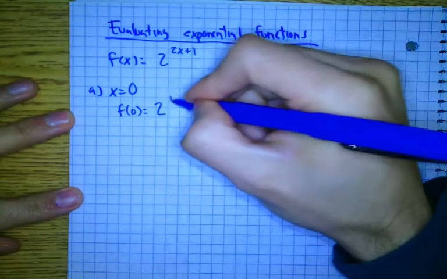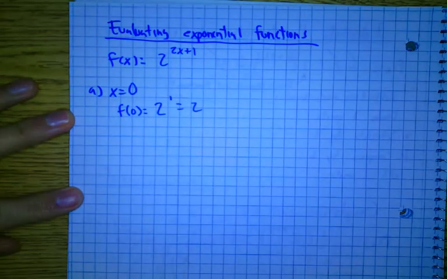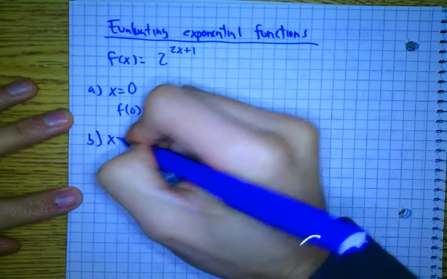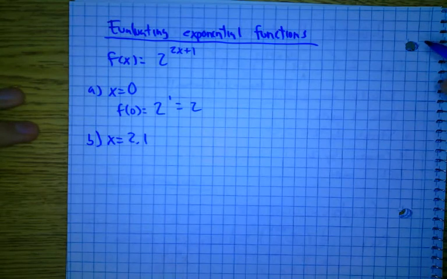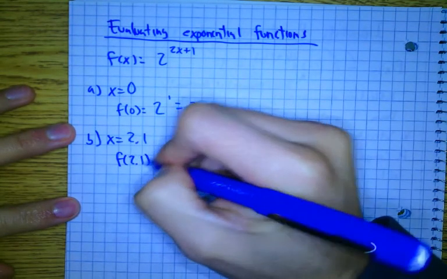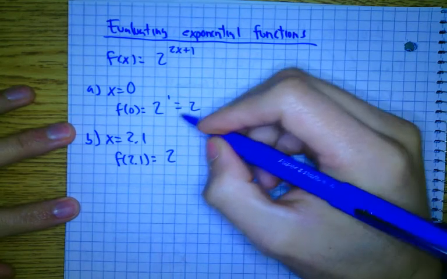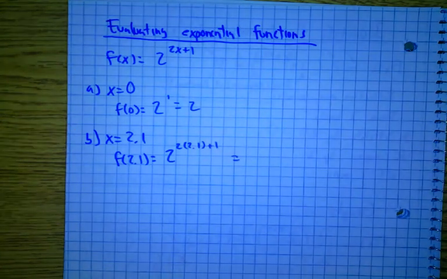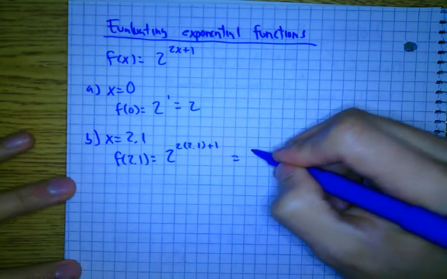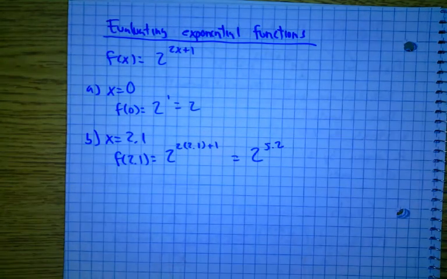But then this is where it gets tricky. What if I ask you to evaluate it at 2.1? Well, f of 2.1 is equal to 2 to the power of 2 times 2.1 plus 1, right? 2.1 times 2 is 4.2, plus 1 is 5.2, so that's going to be 2 to the power of 5.2. At that point, what do you think? Well, I know that 2 to the power of 5 is 32. So it's got to be bigger than that, right? But what about 5.2?